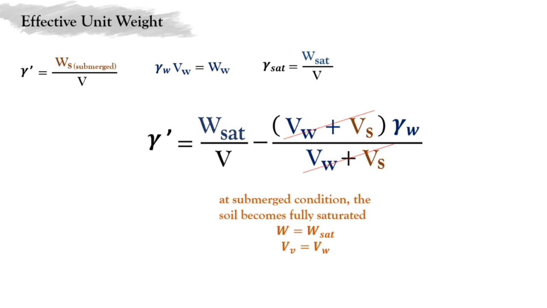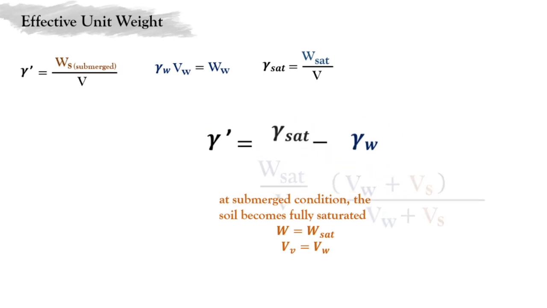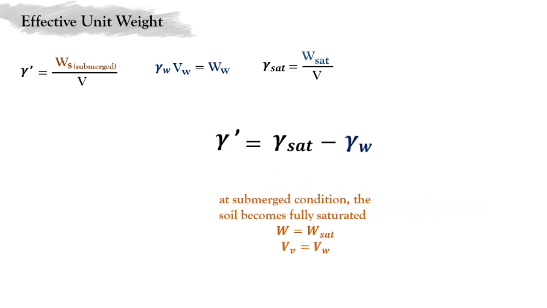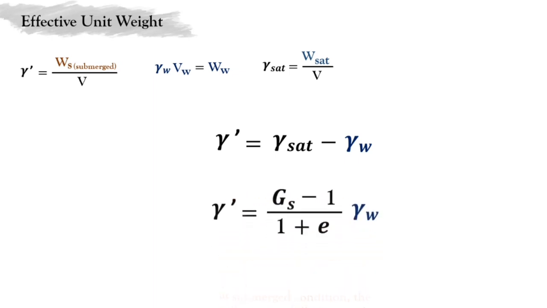Ang matitira na lang ay unit weight. Kaya, i-simplify natin yung nakuha nating equation. So, this is just gamma sat minus gamma water. This is the second equation para sa effective unit weight. Kaya meron tayong dalawang equation. So, ito yung una at ito yung pangalawa. Ito yung kanina nating dinerive.